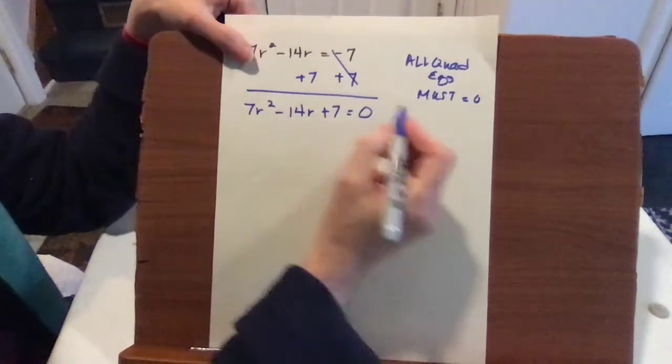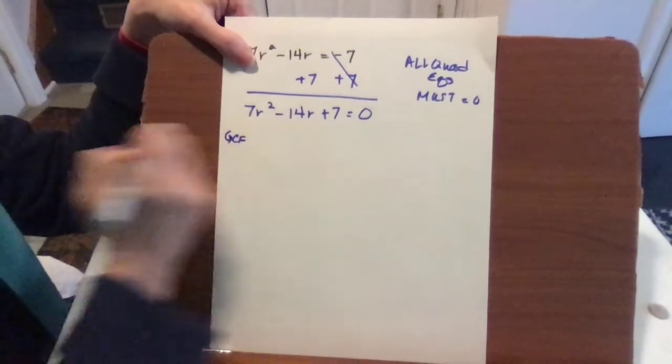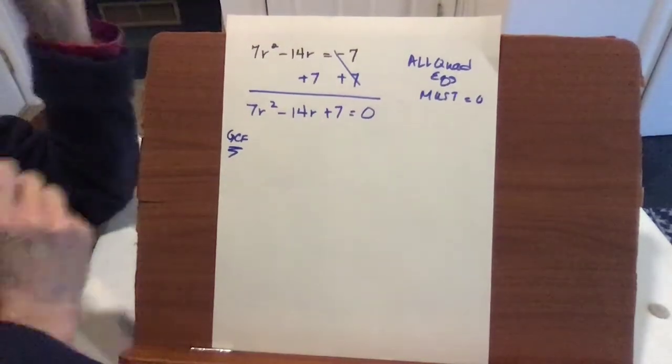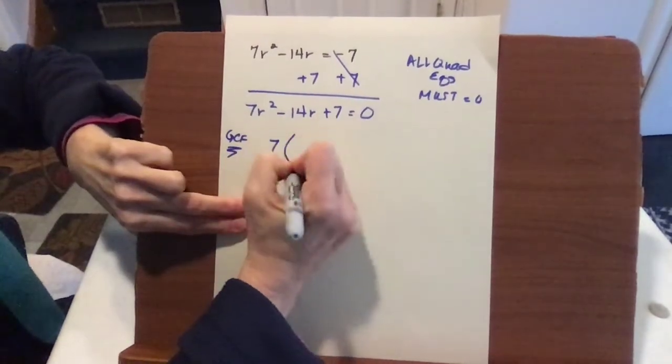All right, now we're going to factor. The first thing we start with is a GCF. And 7, 14, and 7, we have a 7 for a GCF. So we pull it out. It's just a number.